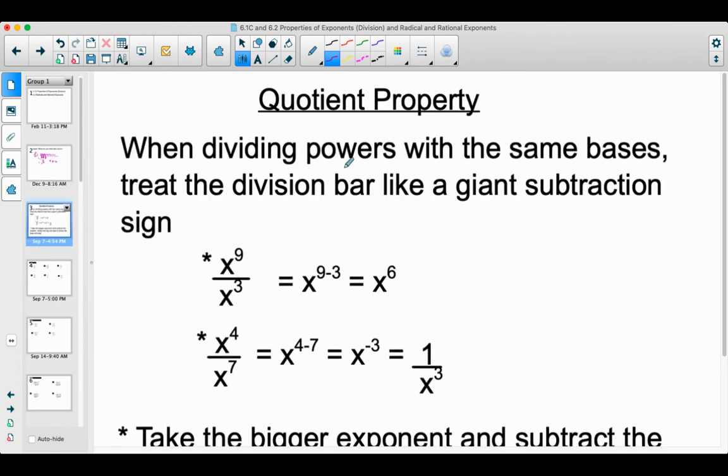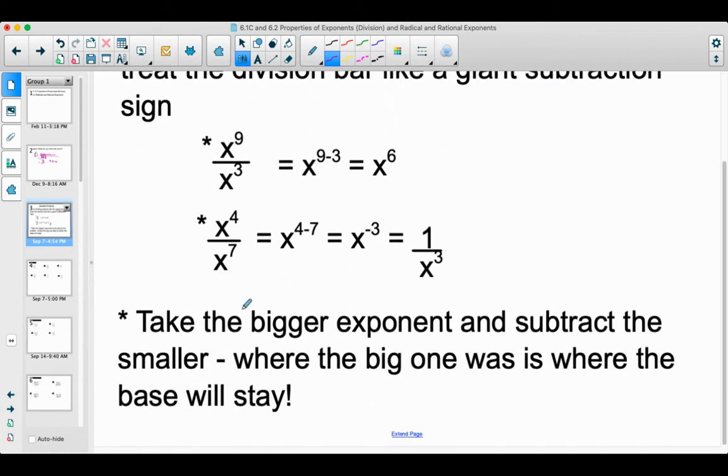So when we divide, we end up subtracting our exponents. So let's put that in our notes. When dividing with the same bases, imagine that division bar is a giant subtraction sign. You are going to subtract them. And here is a little helpful hint here. If you take the bigger exponent and subtract the smaller one, that's easier.